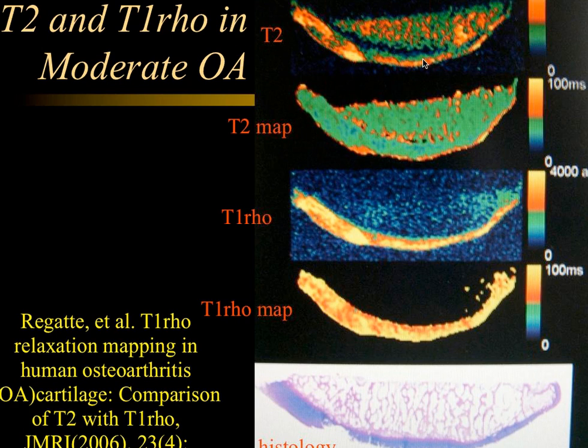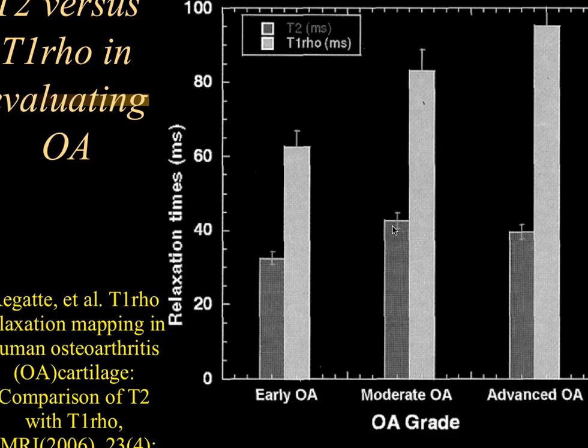And you can see here a T2 map of articular cartilage, a T1-Rho map, and then down here is the histologic specimen of this particular cartilage. When you graph these, you find that the T2 doesn't change much depending upon the severity of the osteoarthritis, but there was a better discrimination between early OA and advanced OA on the T1-Rho measurements rather than the T2 measurements. But there have been several papers published in this area, and they don't all give the same results. So there's still a lot of question about the actual role of the two in articular cartilage right now.